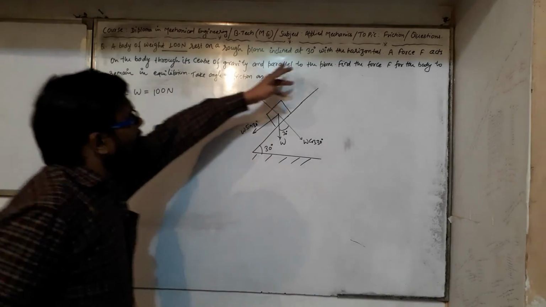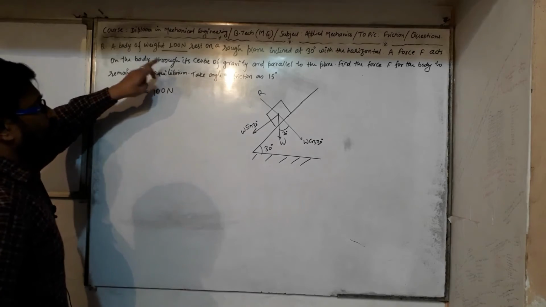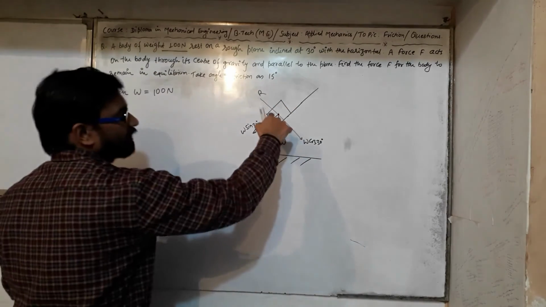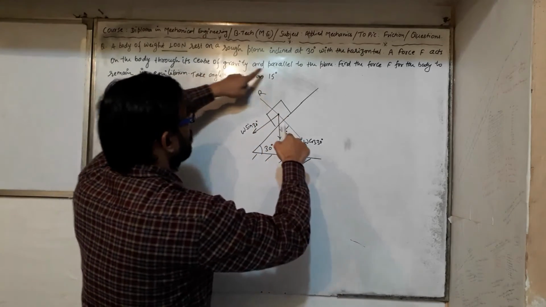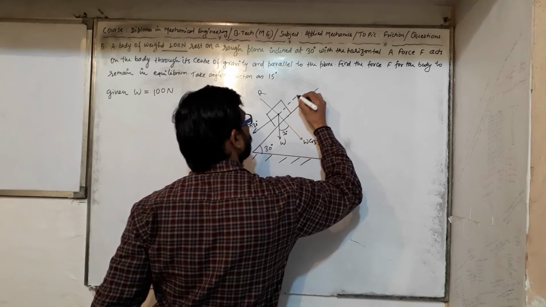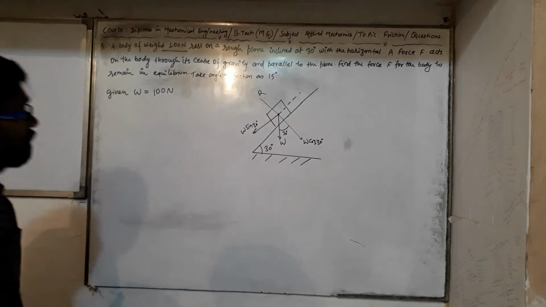Okay, now with the horizontal, a force F acts on the body through its CG, center of gravity. See, the body is here, so center of gravity would be here. So through the center of gravity, F is parallel to the plane. Parallel to the plane, it means what? This is the parallel line to the plane.